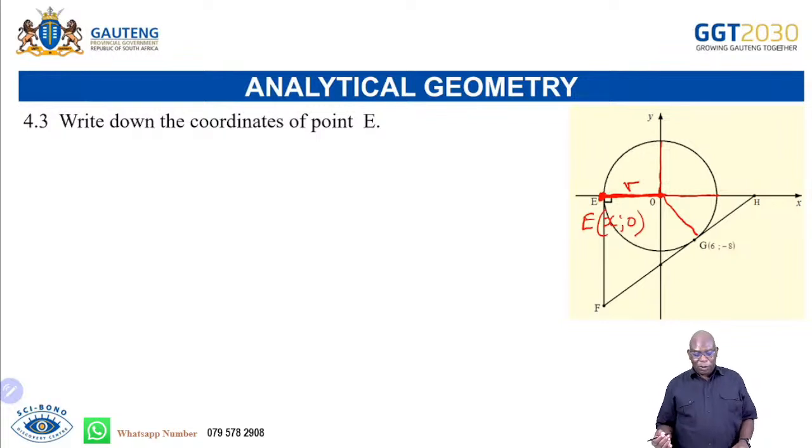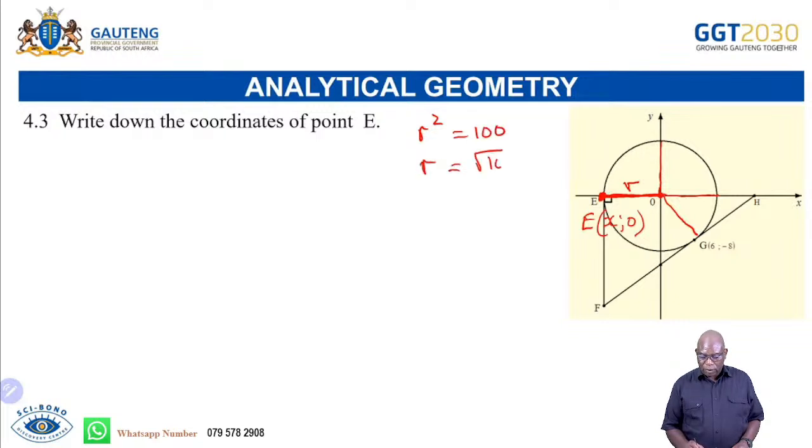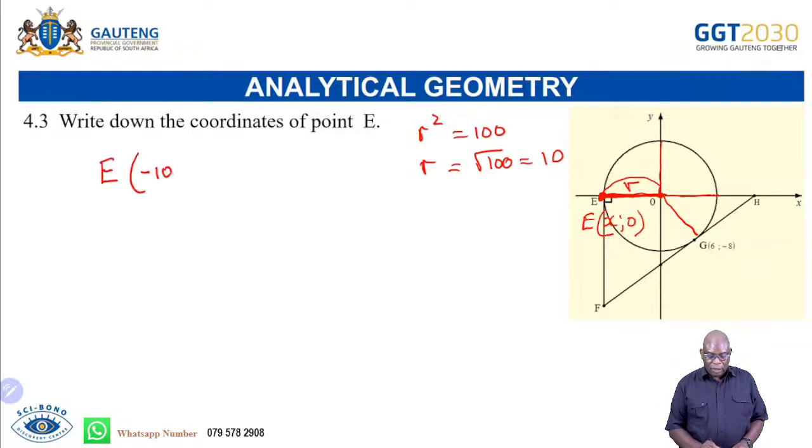So I can either go and substitute or I can use the radius. But I prefer to use the radius. The radius there squared will be 100, and the radius will be the square root of 100, which is 10. So from here to there, it's 10. But the point cannot be 10 because this is on the left of 0. So the point there will be negative 10. In other words, my coordinates of E will be negative 10 and 0. Okay.